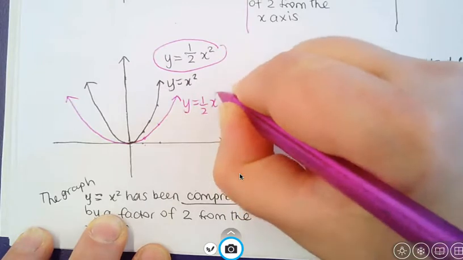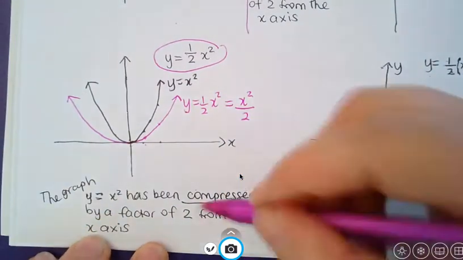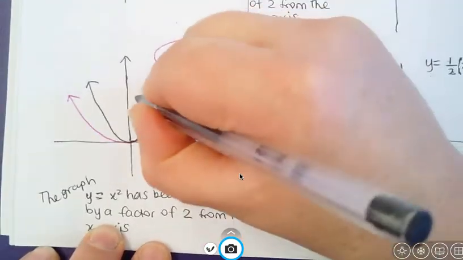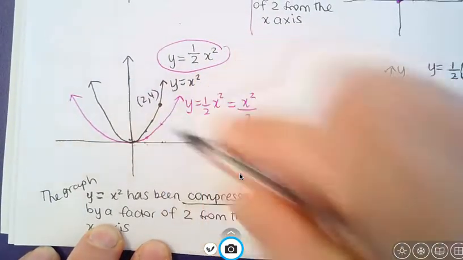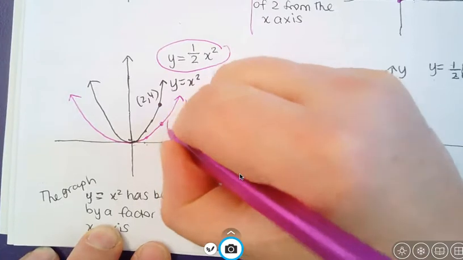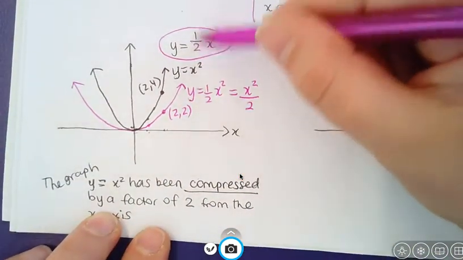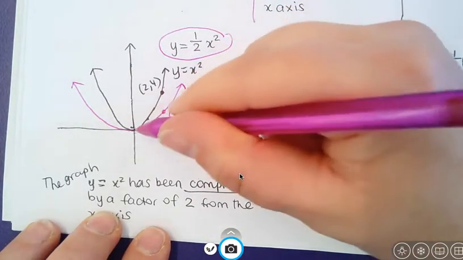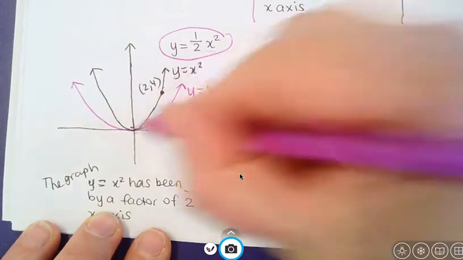Now you can also see a half x squared written as x squared on 2. So it's been compressed by a factor of 2. Does this sort of make sense? So instead of 2, 4, it's now 2, 2. Notice the y values get changed when you've got a constant out the front. It's the y values that get changed. So I had 2, 4 originally. I've now got 2, 2 for the same corresponding x value. Yes, no?